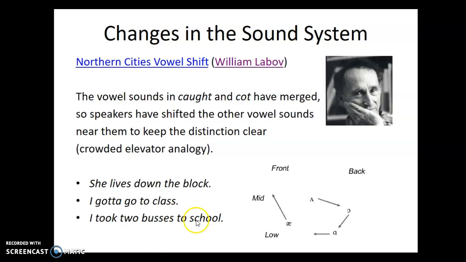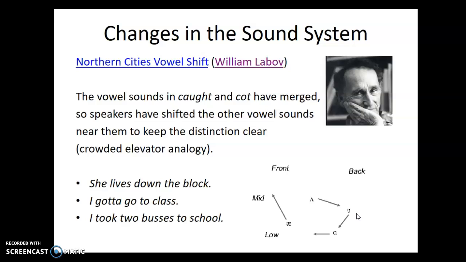So what's happened, if you can kind of see where my cursor is, the "ah" sound has shifted over to the "ah" sound. So all the other sounds kind of move over to take the place of the sounds that have shifted. It's called the crowded elevator analogy. So instead of saying "I took two buses to school," that sound becomes "aw," if you remember the IPA symbols for all of these vowel sounds. So buses is going to become like bosses.